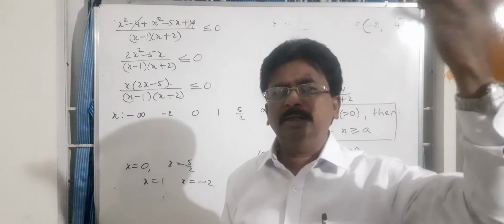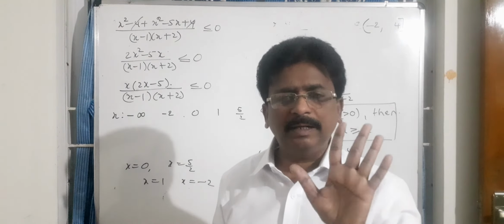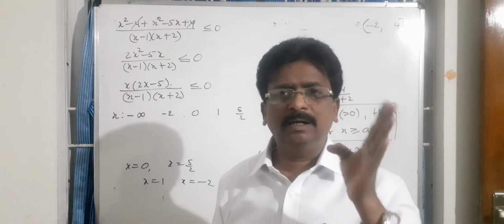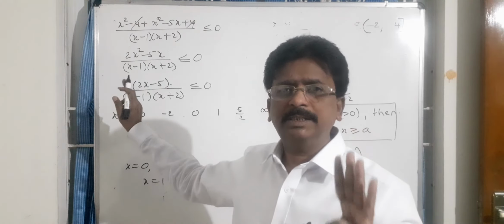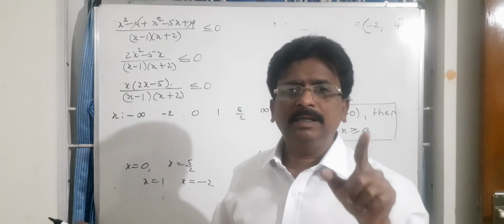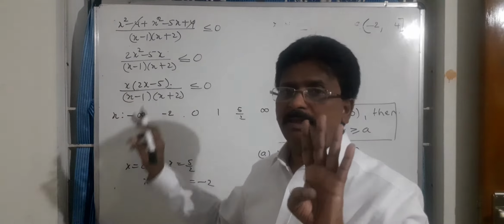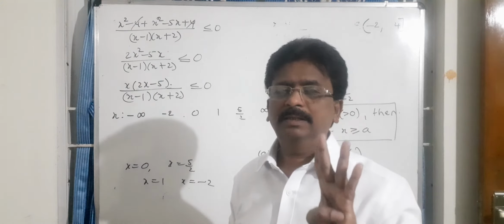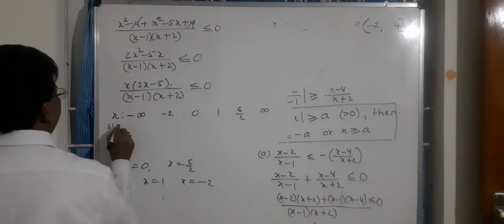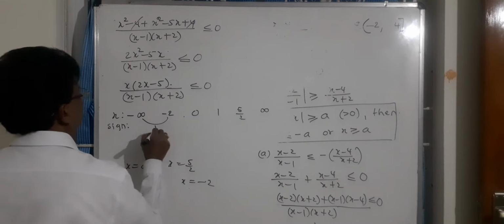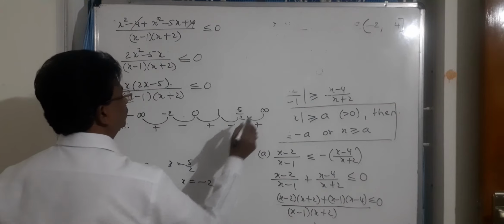After that, alternately the sign will change. If the number of factors is even, either 2 factors or 4 factors or 6 factors, then the sign of the expression in the first interval is positive. Now here how many factors are there? 4 factors are here. Therefore, in the first interval the sign of the expression is positive. So I will write the signs: positive, next negative, next positive, next negative, next positive.